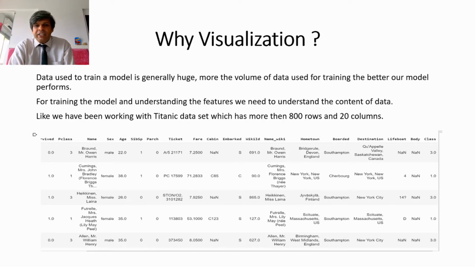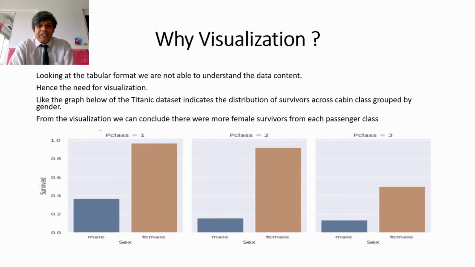We have been working with the Titanic dataset, which has more than 800 rows and 20 columns. Within our code we did a print head, and we saw it appears in a tabular format with columns and values within each column, and multiple rows are shown depending on the count given to head. But it is very difficult to analyze data looking at it in tabular format, like I've shown in the screenshot over here. This is how the Titanic data set looks. But it is very difficult to gauge or conclude anything looking at this particular table. Looking at the tabular format, we are not able to understand the data content.